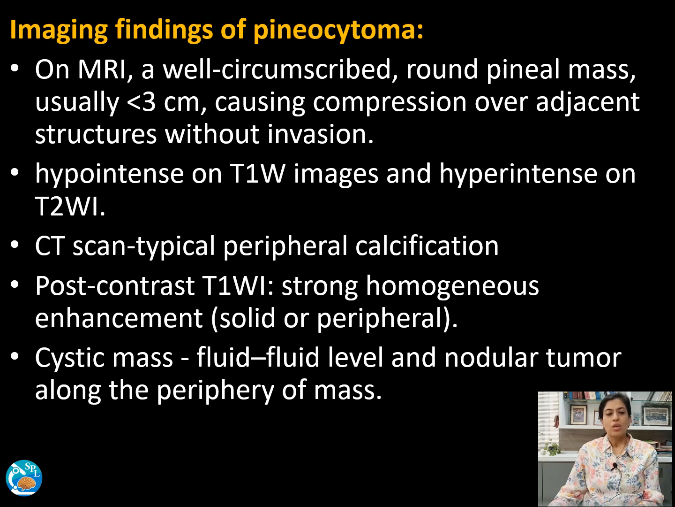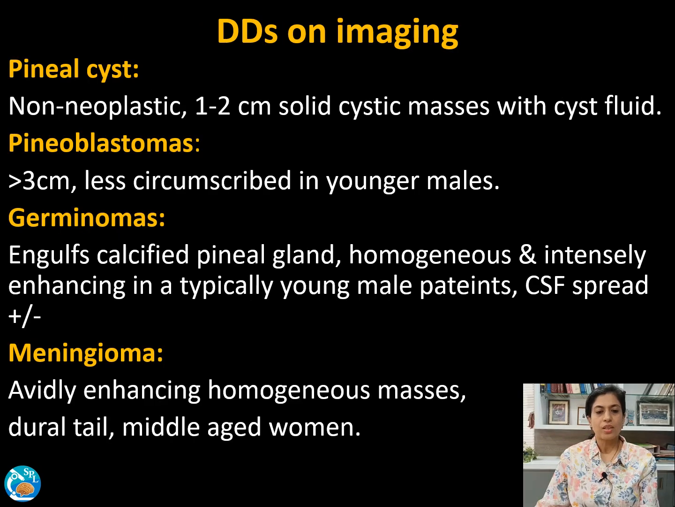Now, one must take into account the differential diagnosis such as pineoblastomas, pineal cysts, germinomas, tectal plate gliomas, and the meningiomas. So the pineal cysts, these are non-neoplastic lesions and may be indistinguishable from the pineocytomas with cystic degeneration. The cyst is usually 1 to 2 centimeters in size, and these are solid cystic masses with presence of cystic fluid. Now, pineoblastomas are more than 3 centimeters in size. These are less circumscribed masses and are commonly found in younger males.